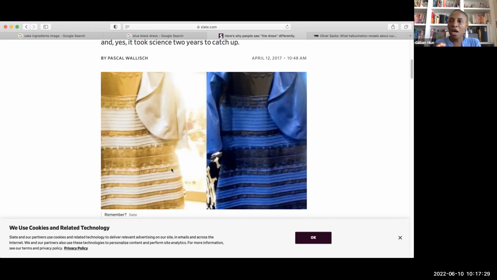So the color of the object doesn't change, but the way the light hits it and bounces back does change. And that can give you a very different interpretation.